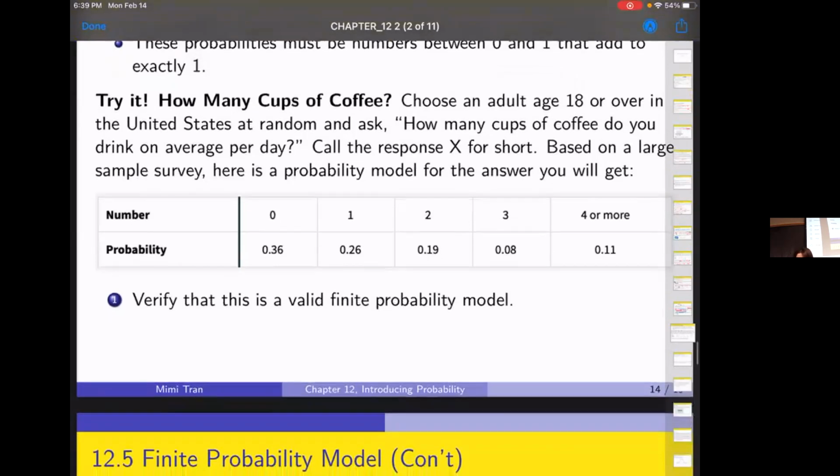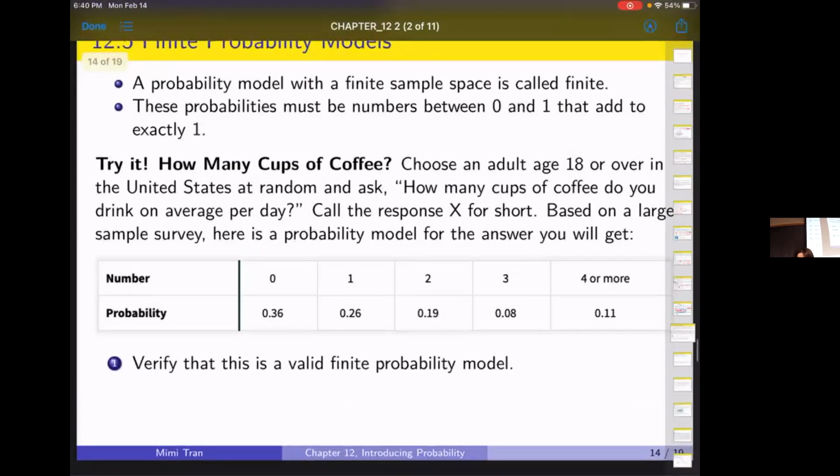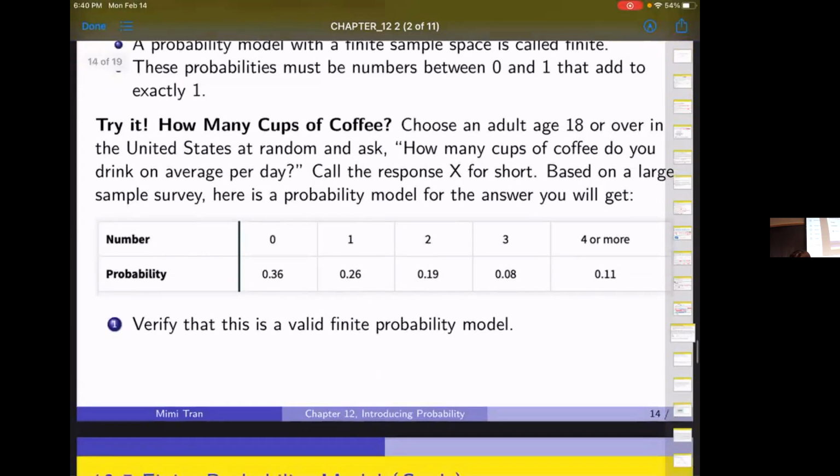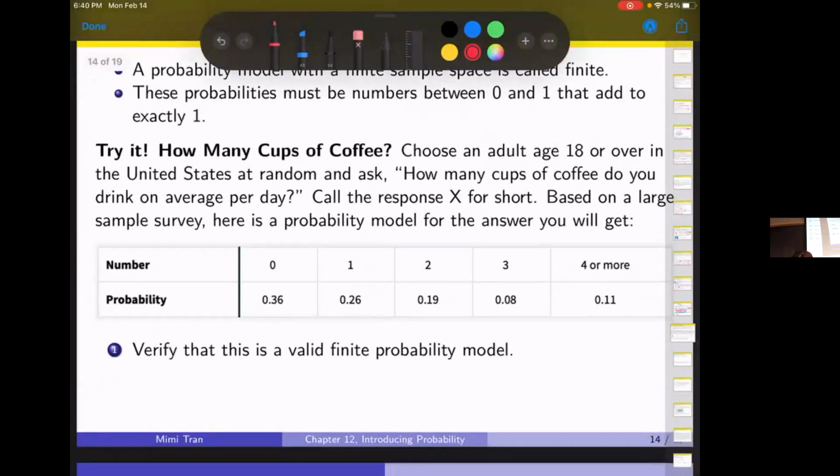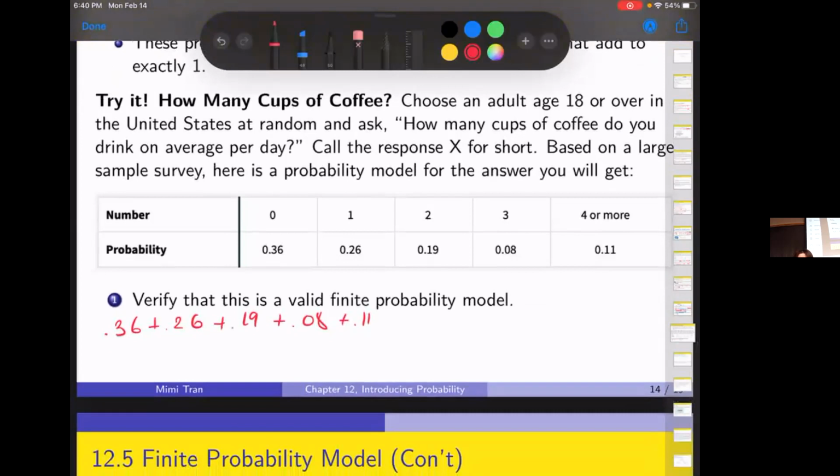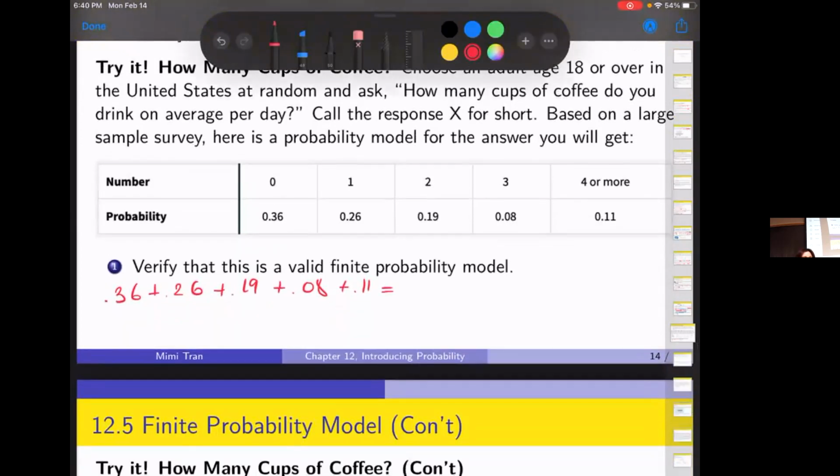So how do I verify this is a finite probability model? Remember the definition. Yes, right, add to 1. So first of all, is the sample space finite, right? So 1, 2, 3, and 4 more, right? Nobody drinks infinitely many cups of coffee. So it's finite. Second one, you want to prove that it adds up to 1. So let's do this, 0.36 plus 0.26. Is it equal to 1? Maya, you let me know. Yeah, thank you. So yes, it is finite.